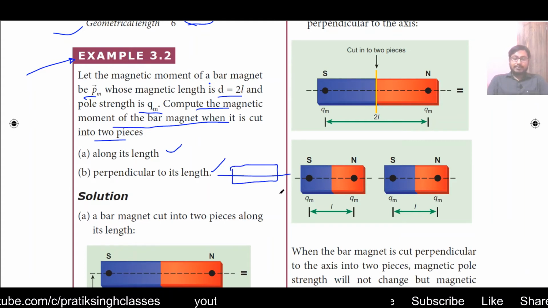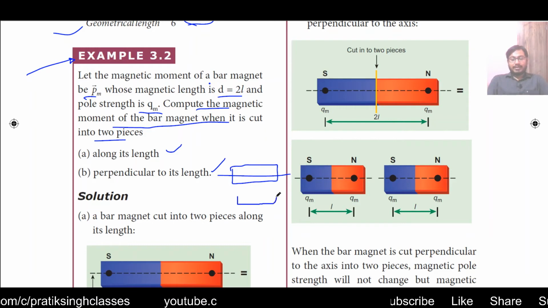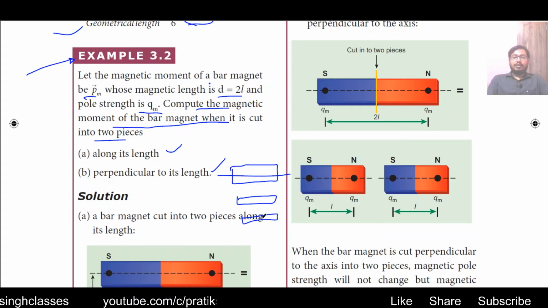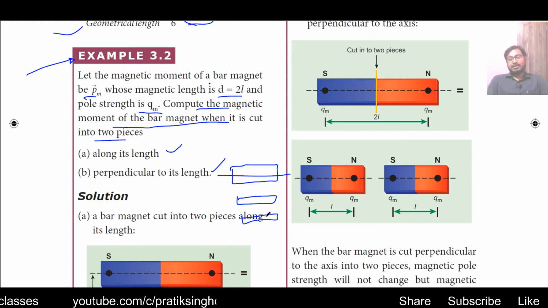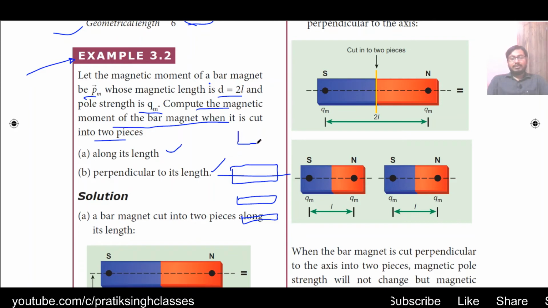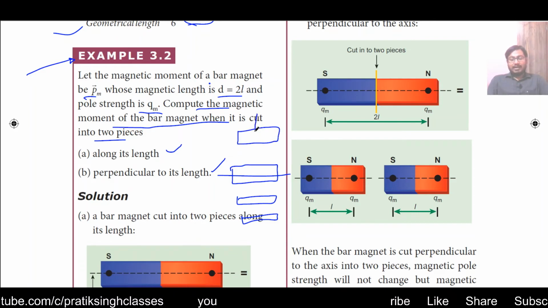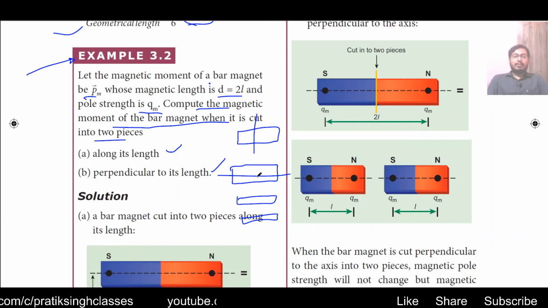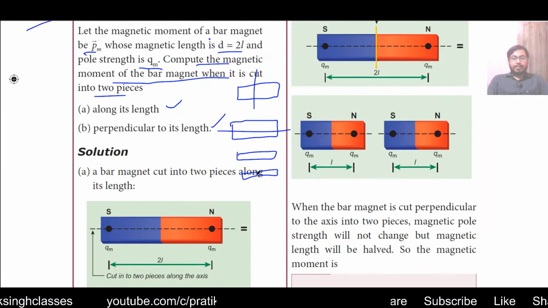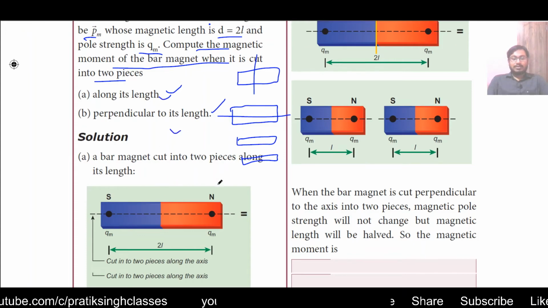So what will happen here is we will get two magnets whose length will be the same. Thickness will change, breadth will change, but length will be the same. Perpendicular to its length means we have a bar magnet and we cut it this way. So here the length will become half. Here we have to find the magnetic moment when it was cut along the length and perpendicular to its length.